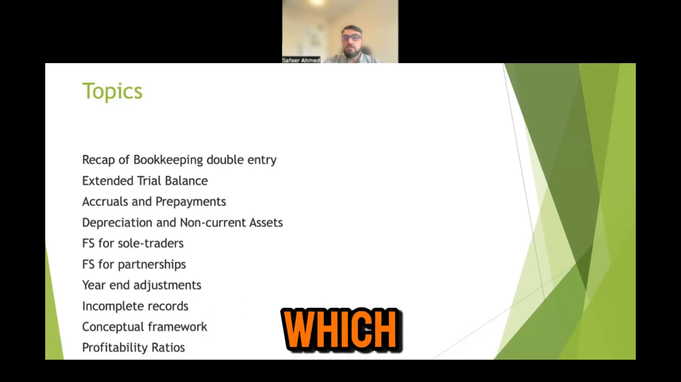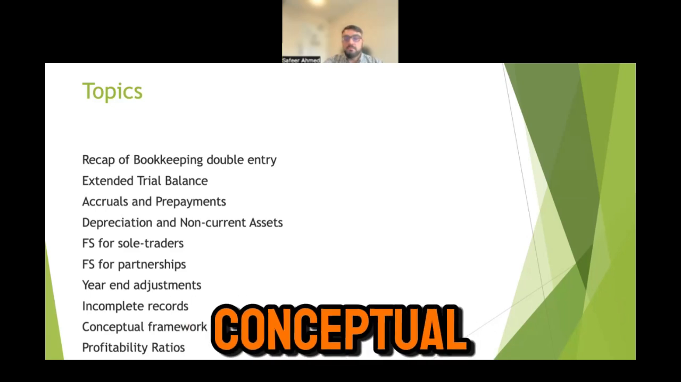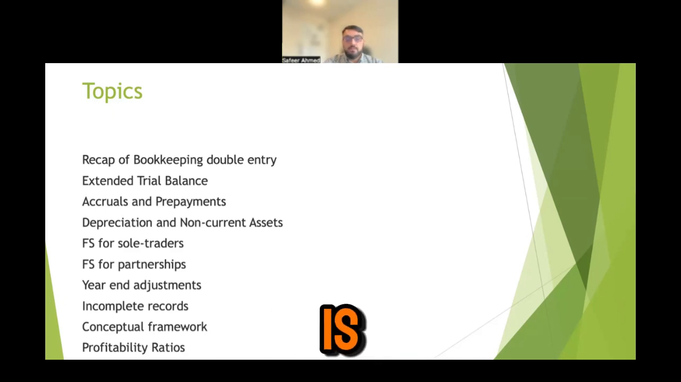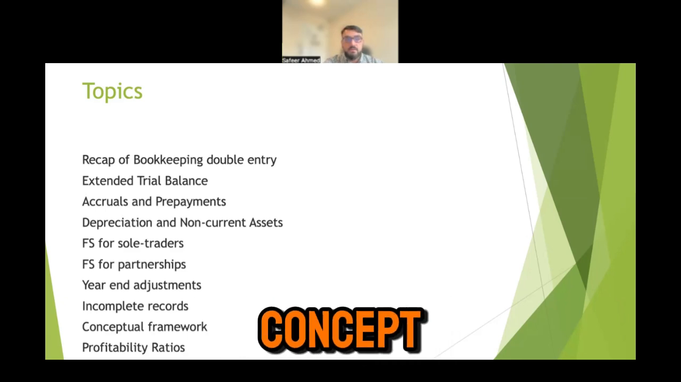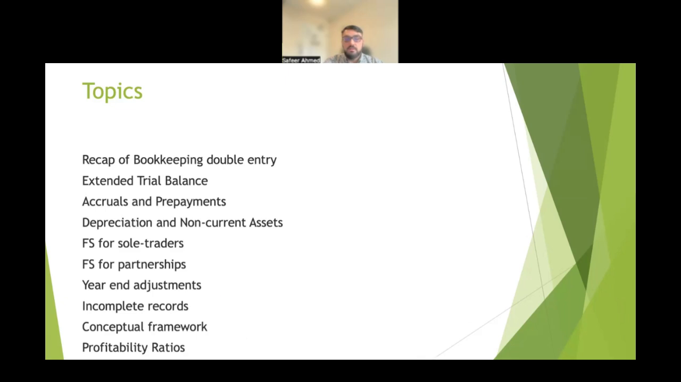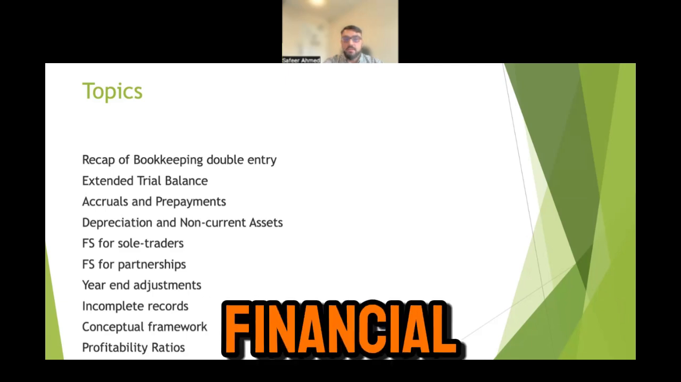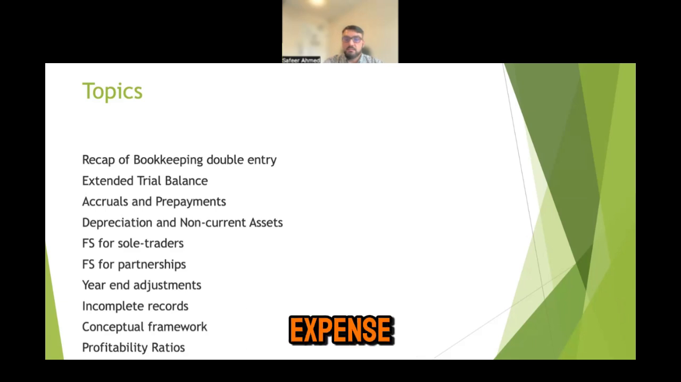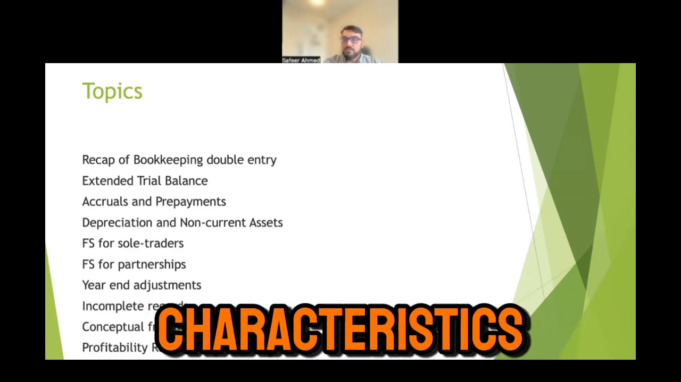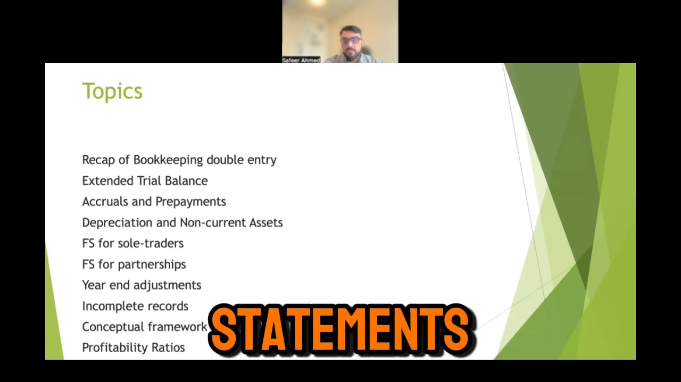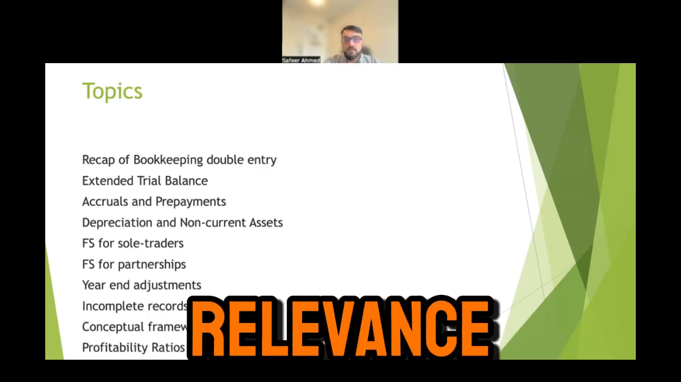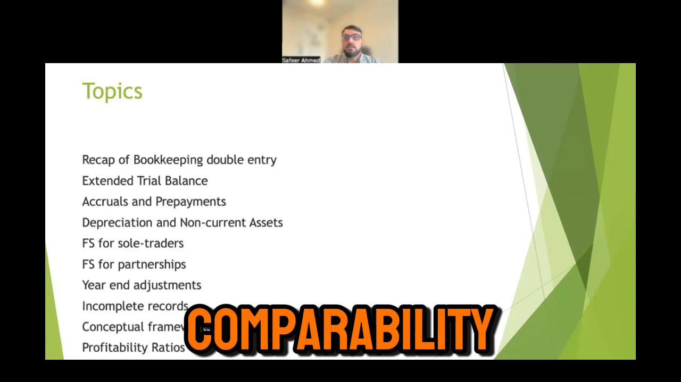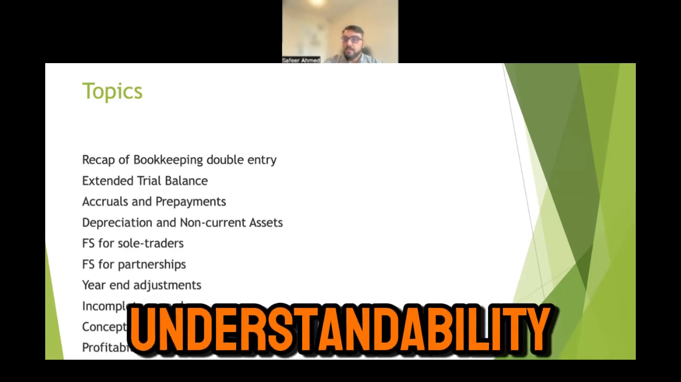And then conceptual framework, which is the theoretical side of things. As part of the conceptual framework, what you need to make sure that you are happy with is the accounting concepts, which includes accrual concept, prudence concept, going concern concept, and there are some other concepts as well. Just make sure you are happy with that. And also the elements of financial statements, which is like definition of asset, liability, expense, income, and qualitative characteristics of financial statements, which includes two fundamental characteristics: faithful representation and relevance. And then, of course, you have comparability, verifiability, timeliness, and understandability.